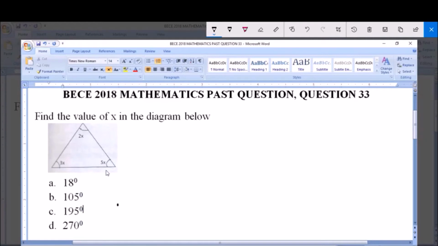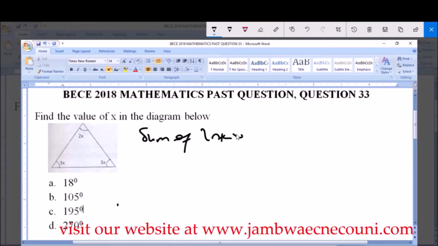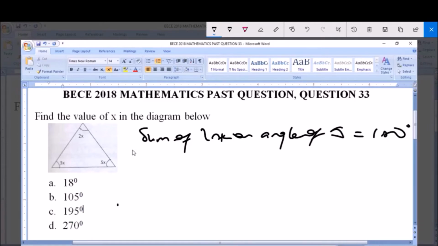Now this is a triangle, which is a plane shape, and this x is given in the form of an angle. And like we know, the sum of interior angles of a triangle is equal to 180 degrees. And now we have three angles here, and these angles are given in respect to x. So therefore, when you sum up all these angles, it will give you what?